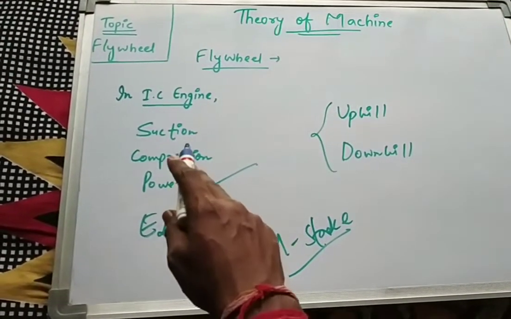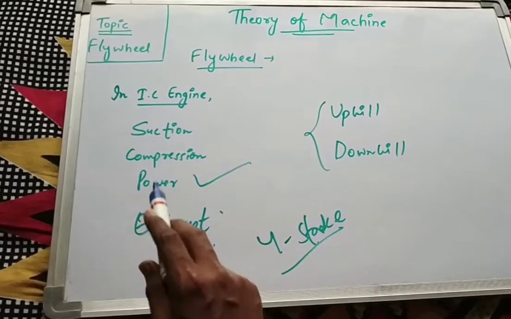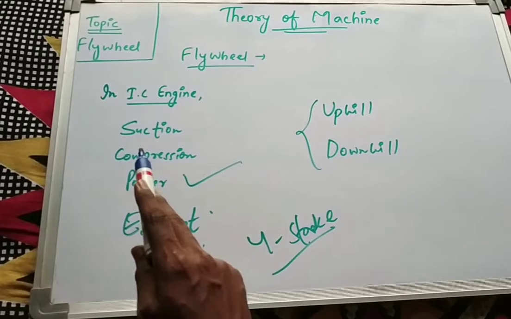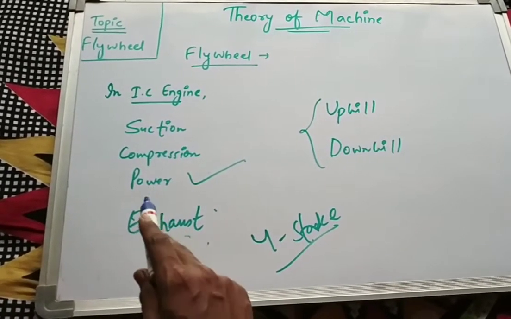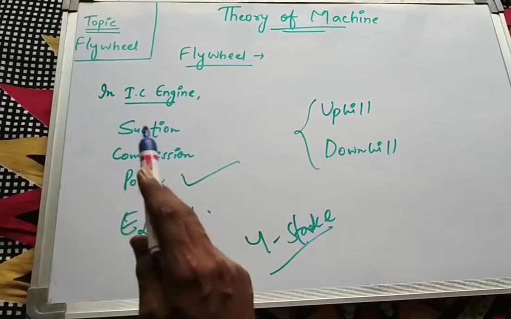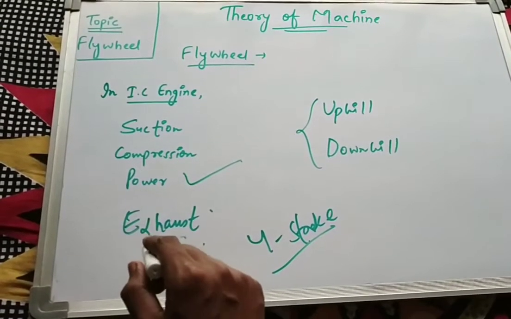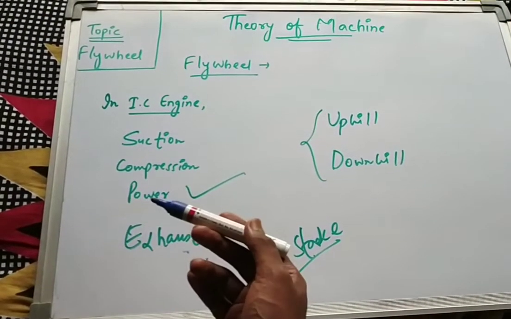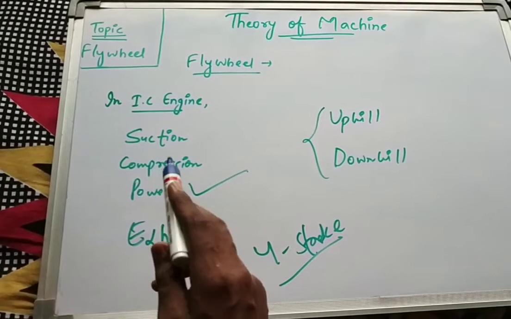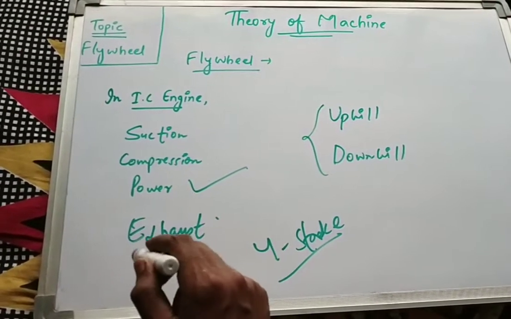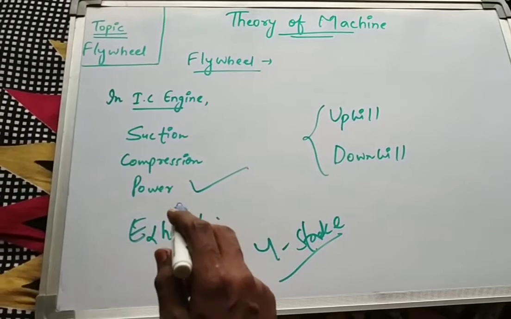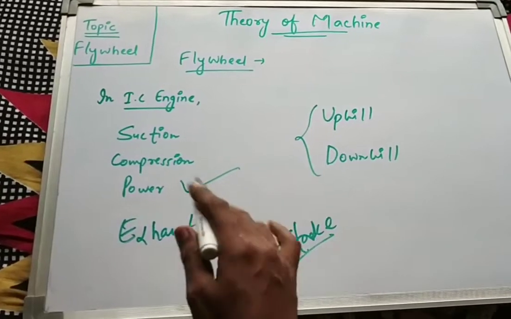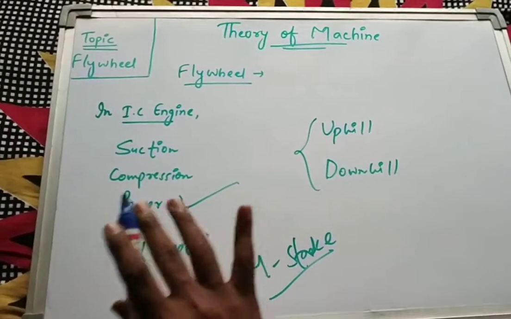I am repeating this once again. We all know that in a four-stroke IC engine we have four processes: suction, compression, power and exhaust. And during these four processes, only during the power stroke is power developed. So we obviously have a question: how does the engine run during the other three strokes? During the other three strokes, the power developed in the power stroke is circulated with the help of the flywheel. I hope you understand this one.